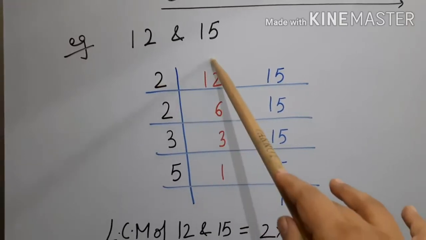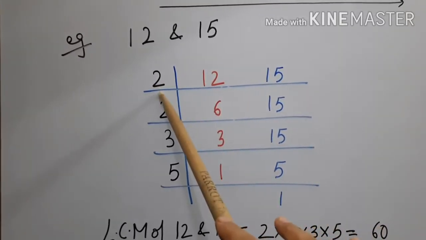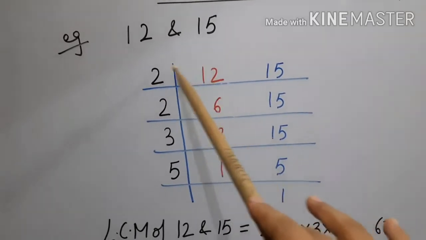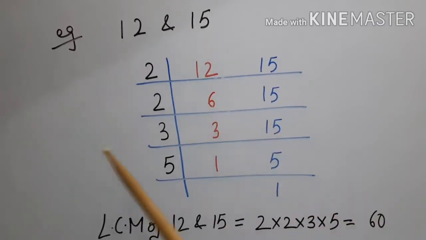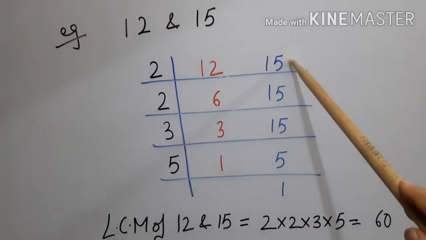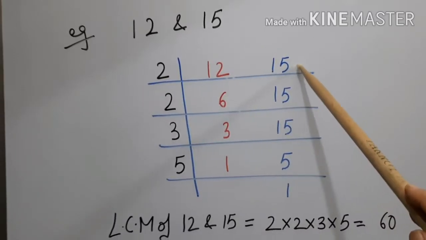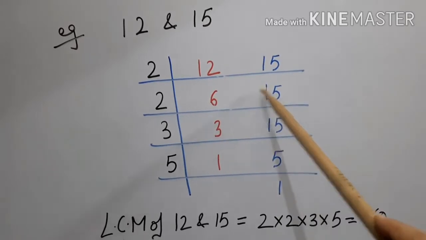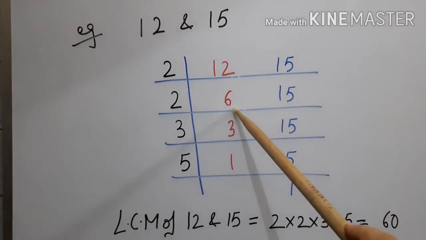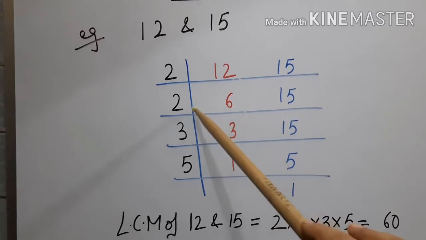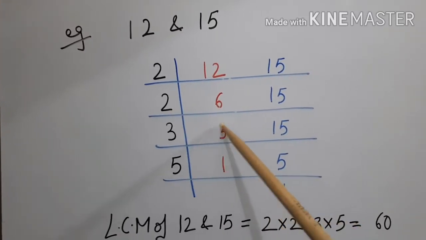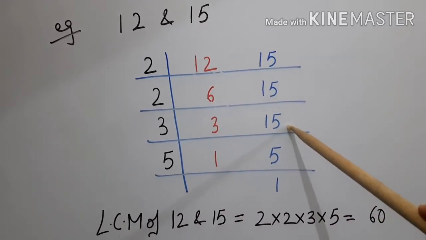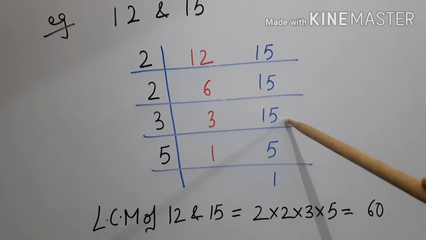For example, when I talk about 12, it comes in the table of 2, 6 times. 2 6s are 12. But what about 15? It doesn't come in the table of 2. So just note down 15 as it is. Again I check, 6 comes in the table of 2, so I again divide it. 2 3s are 6. Same way, 15 is not coming in the table of 2, so we note it down again.